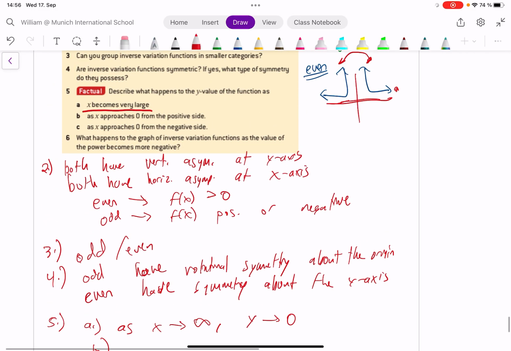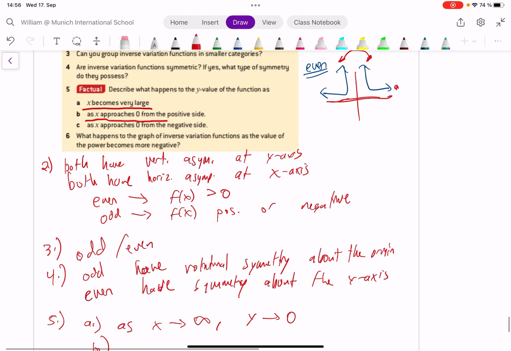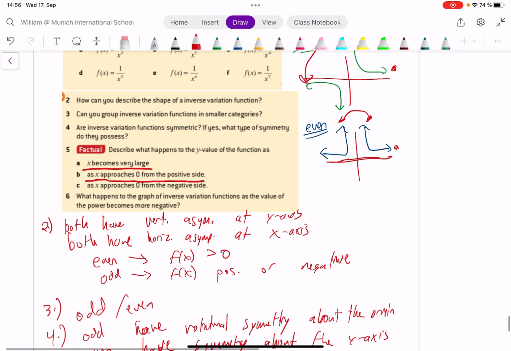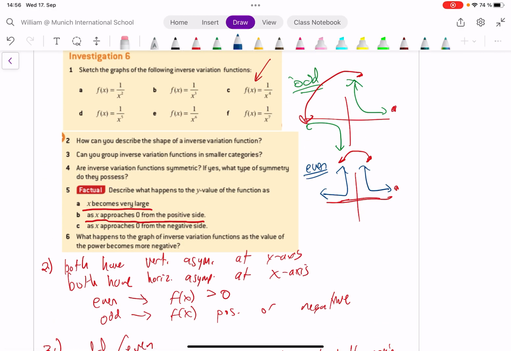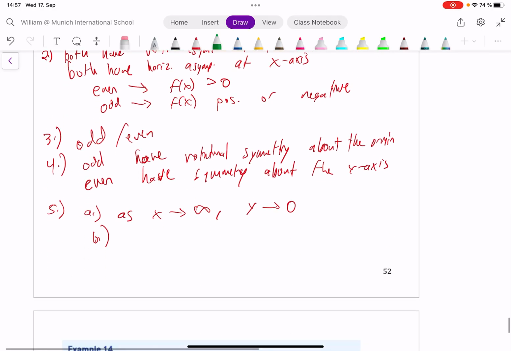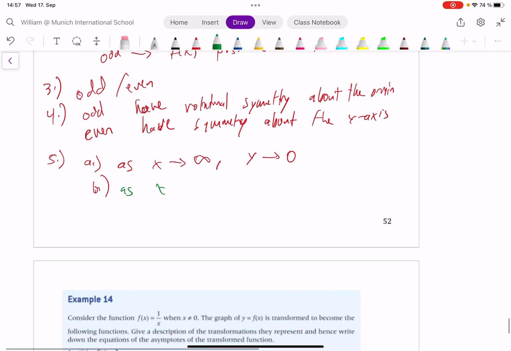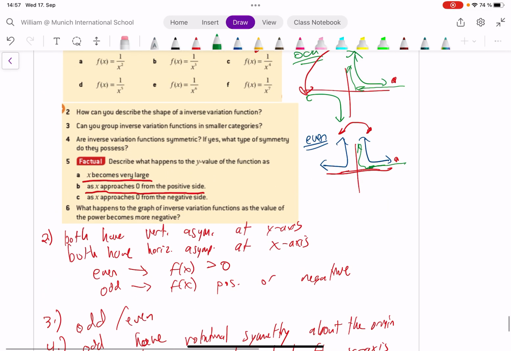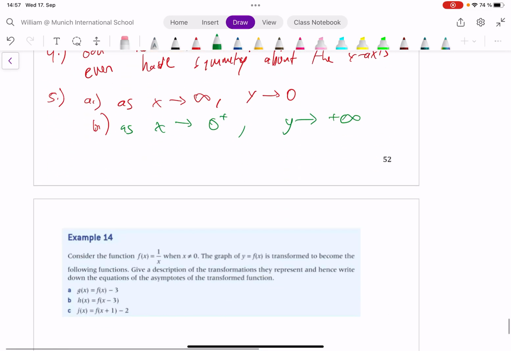For b, what happens as x approaches 0 from the positive side? So the positive side is the right side. So as it approaches 0 from the positive side, what's happening to y values? Right, so as x approaches 0 from the positive side is how we'd write that. y approaches positive infinity, like it's going up forever. It's going to be these really, really big positive numbers.